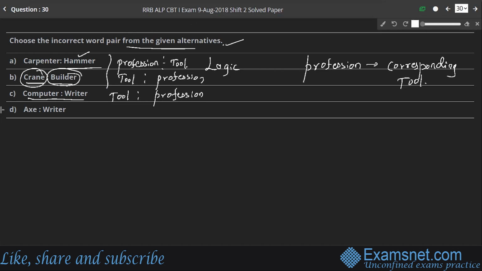Here, axe, writer. Axe is used by a logger, not by the writer, right? Therefore, the tool is axe here, not for the particular profession here. A writer uses either pen or computer, such things, right? Therefore, option D is the answer, which is the incorrect word pair. Option D is the answer.